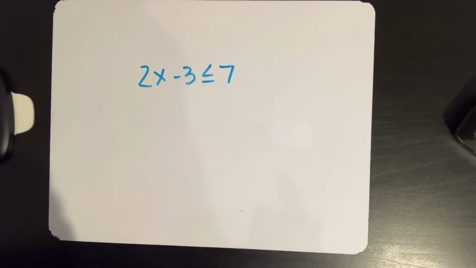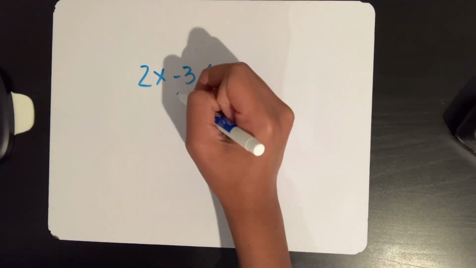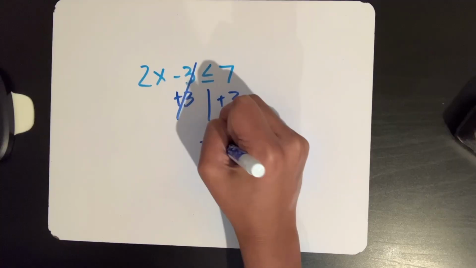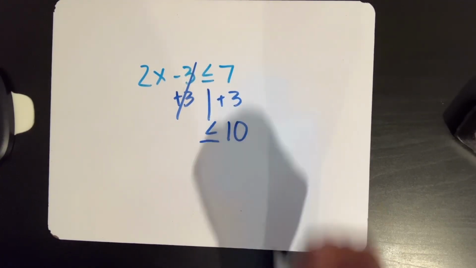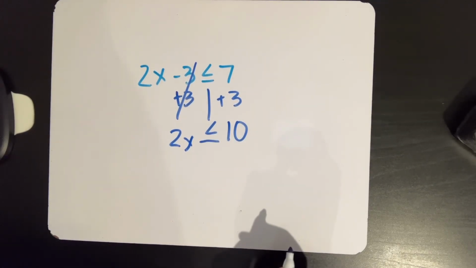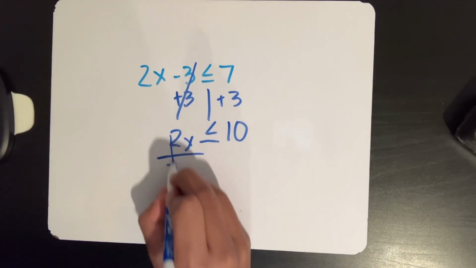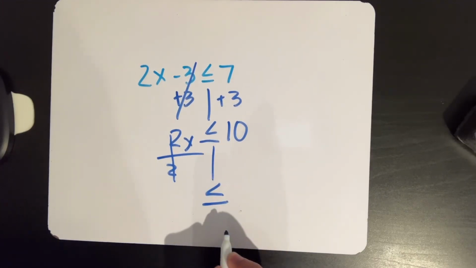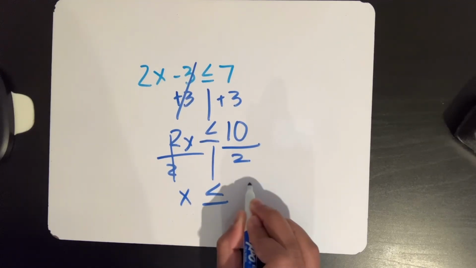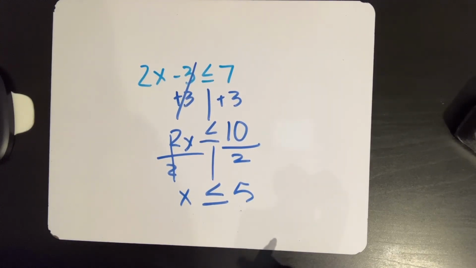Next is two-step inequalities, just like two-step equations. Our example is 2x minus 3 is less than or equal to 7. First, add 3 to both sides. Cancels. Bring down the inequality. 7 plus 3 equals 10. Bring down 2x. Next, we divide both sides by 2. Bring down the inequality and the variable. Divide 10 by 2 and get x is less than or equal to 5.